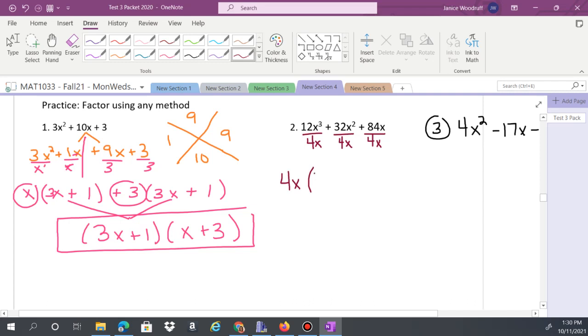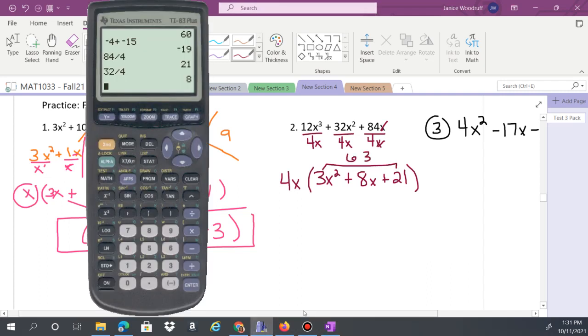Okay, so 12 divided by 4 will leave us with 3, and then x cubed over x squared. 32 divided by 4 is 8. X squared over x will just be x. And then 84 divided by 4 gave us 21, and these x's cancel. Now let's do 3 times 21, and that'll give us 63. And then we want factors of 63 that are going to add to 8. So we know it's not 63 and 1. 2 does not go in. 3 and 21, no, they're all positives, so we have to add them together.